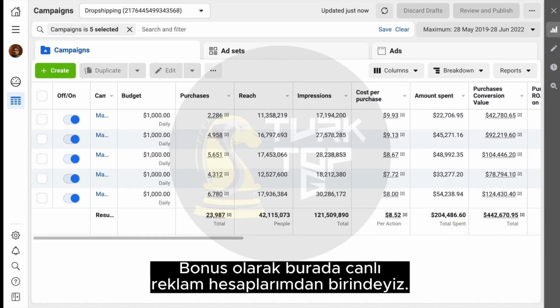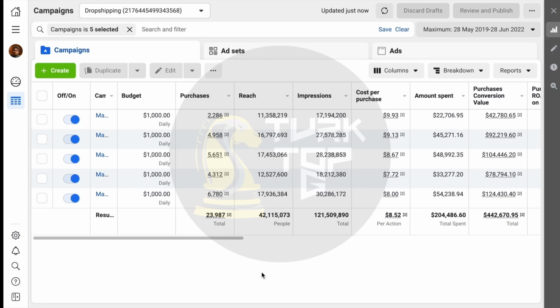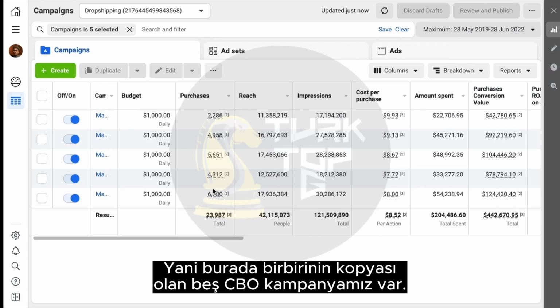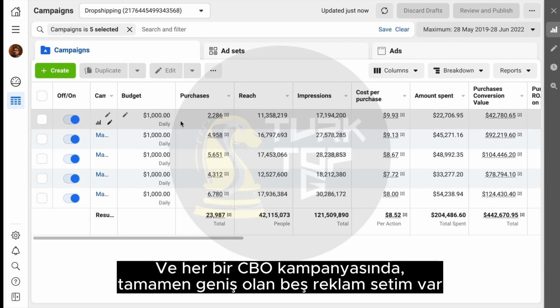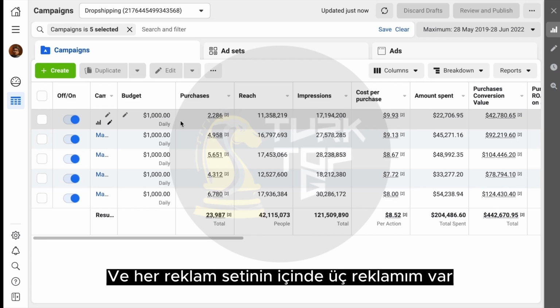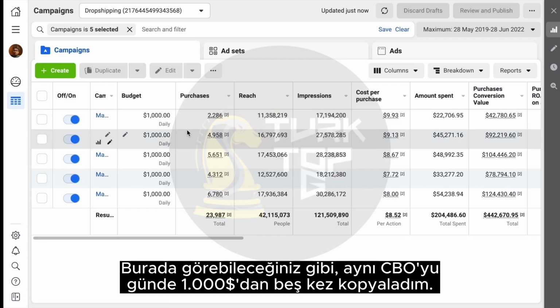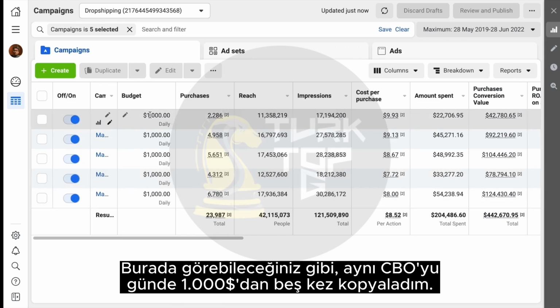As a bonus, here we are in one of my live ad accounts. I'm going to show you an example of this campaign structure at scale. So here we have 5 CBO campaigns that are duplicates of each other. And inside each CBO campaign, I have 5 ad sets that are completely broad. And inside each ad set, I have 3 ads. So as you can see here, I've duplicated the same CBO 5 times at $1,000 per day.